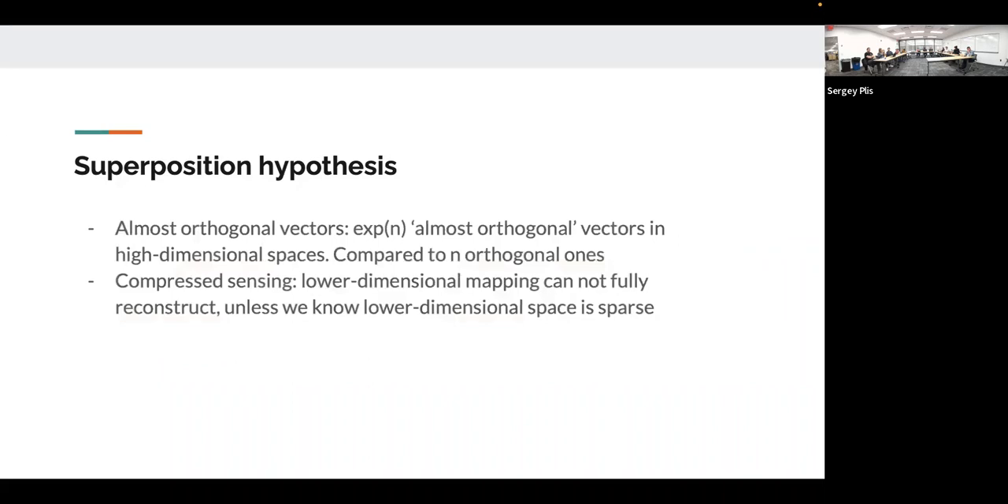Yeah. So they say that this is important because you have almost orthogonal vectors. You have exponential n for high dimensional spaces n, and you only have n orthogonal ones. That's what they say. And this also makes sense because in compressed sensing, a lower dimensional mapping cannot fully reconstruct unless we know the lower dimensional space is sparse. So here comes back the sparsity part of their argument.